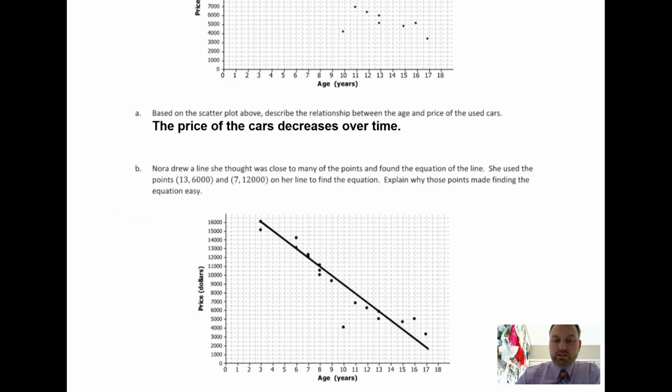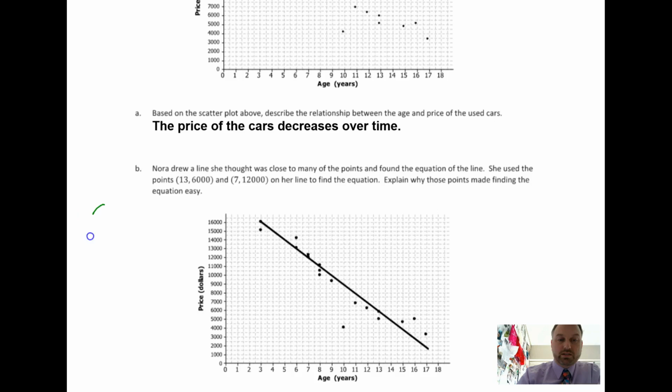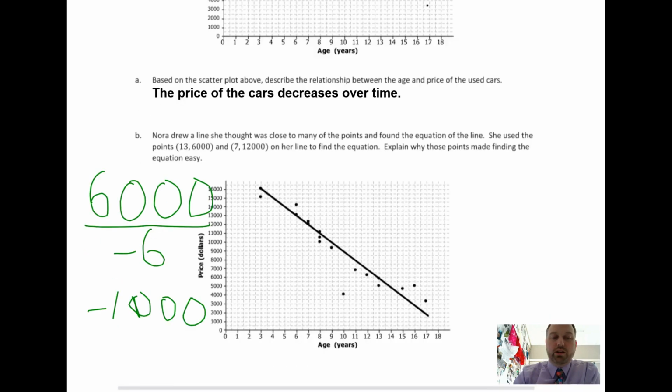I'm just going to find the slope just so you see what the point they're making. You get 6,000 over negative 6, or a slope of negative 1,000. Right, so then it's pretty obvious that each year the value is decreasing $1,000. Okay, so that's why she picked those points. Just made finding the slope pretty easy.